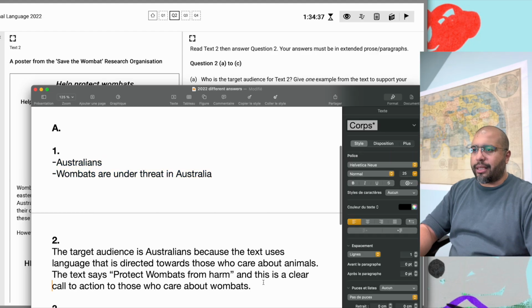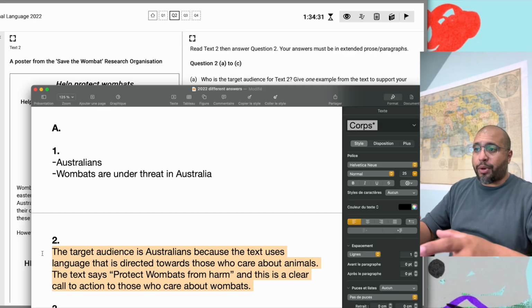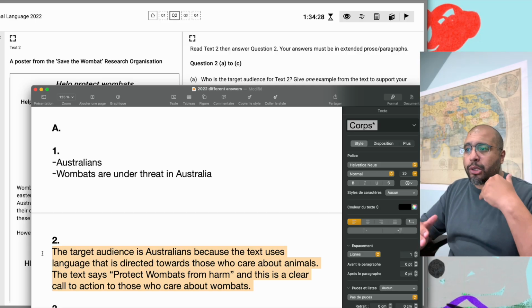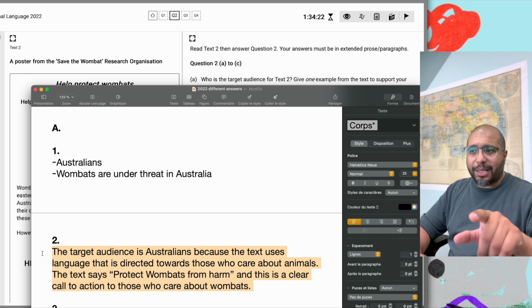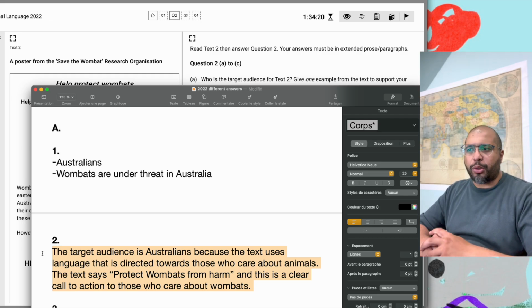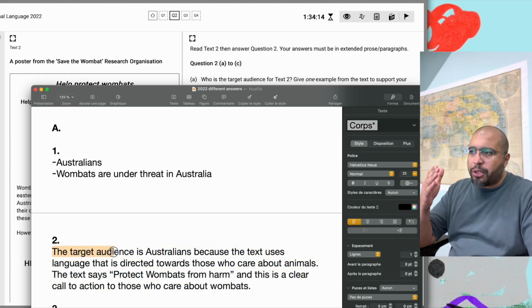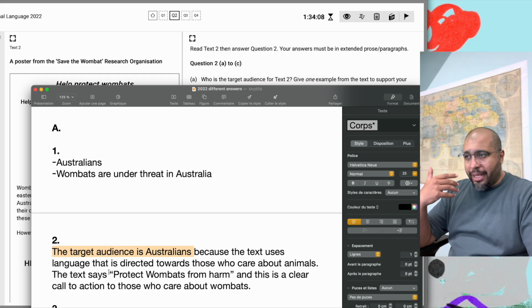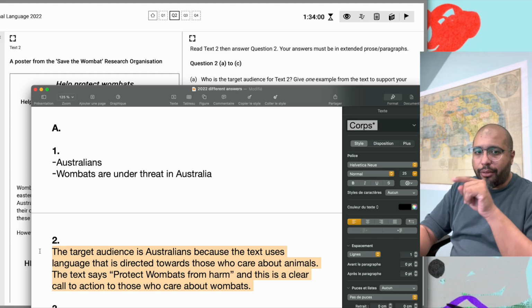But what about a response like this one? So let's read this one first and see what's going on. The target audience is Australians because the text uses language that is directed towards those who care about animals. The text says, protect wombats from harm. And this is a clear call to action to those who care about wombats. Now, yes, the answer, or at least the first part of the answer, is correct. And yes, there is a quote from the text, and also, yes, this is written in the form of a paragraph. Yet, this is a very weak answer, and this is not a successful response.